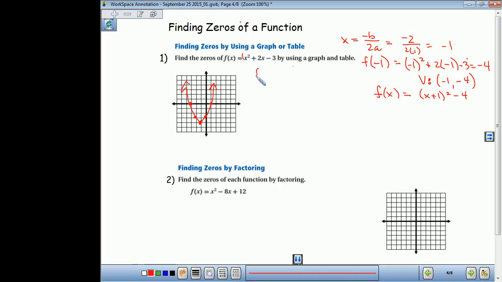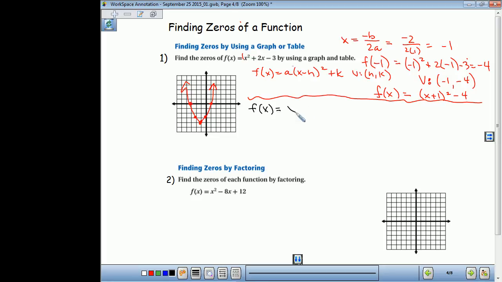Vertex form is f of x is equal to a times x minus h squared plus k, where our vertex is h, k. Oh, I see. So that minus the negative made a positive. Understood. Okay? All right, so this is what we've learned so far. But obviously there was a reason why we took a time out from what we were doing and learned how to factor.